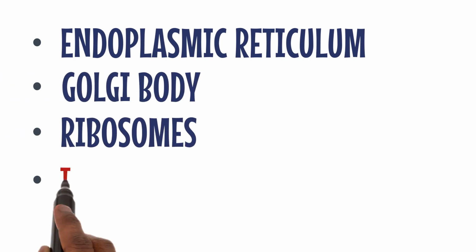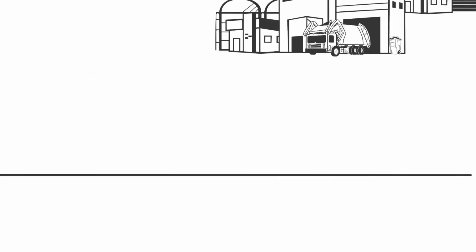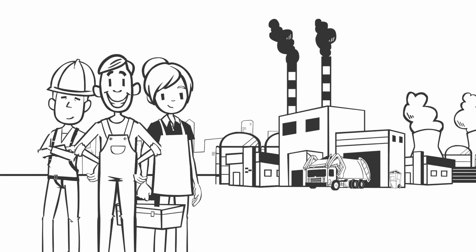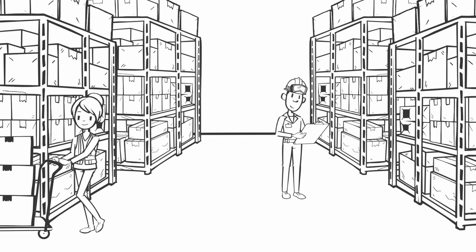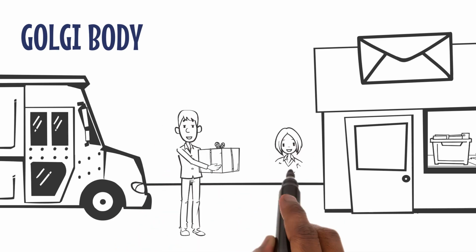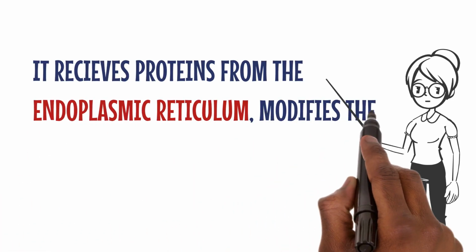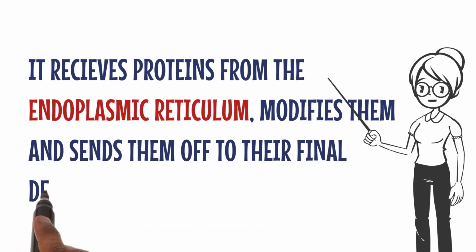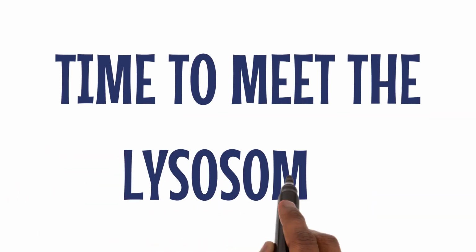Let's move on to the endoplasmic reticulum, Golgi body, and ribosomes. They work together like a production line inside our cells. Imagine a factory where raw materials enter, get processed, and transformed into finished products. And the Golgi body is like the packaging and shipping department. It receives proteins from the endoplasmic reticulum, modifies them, and sends them off to their final destinations within or outside the cell.